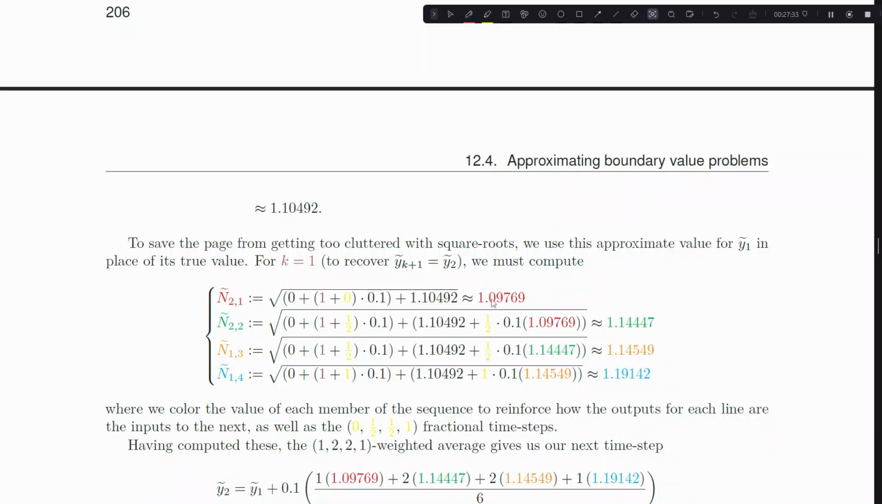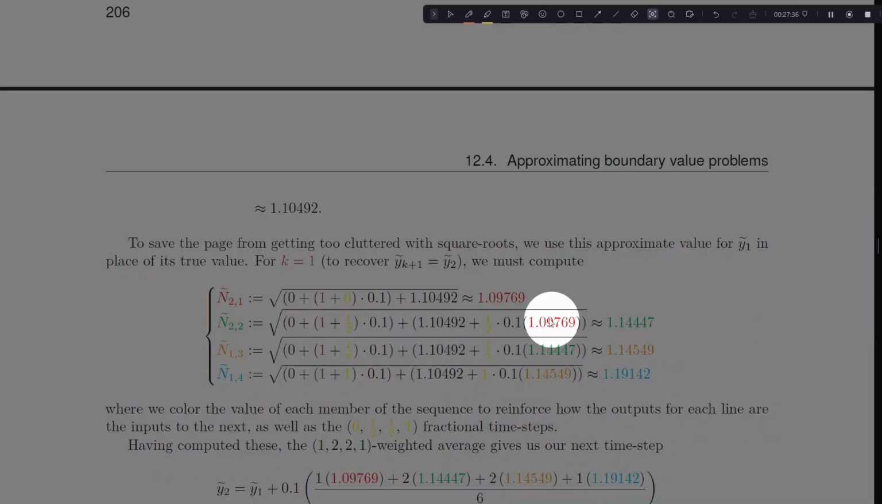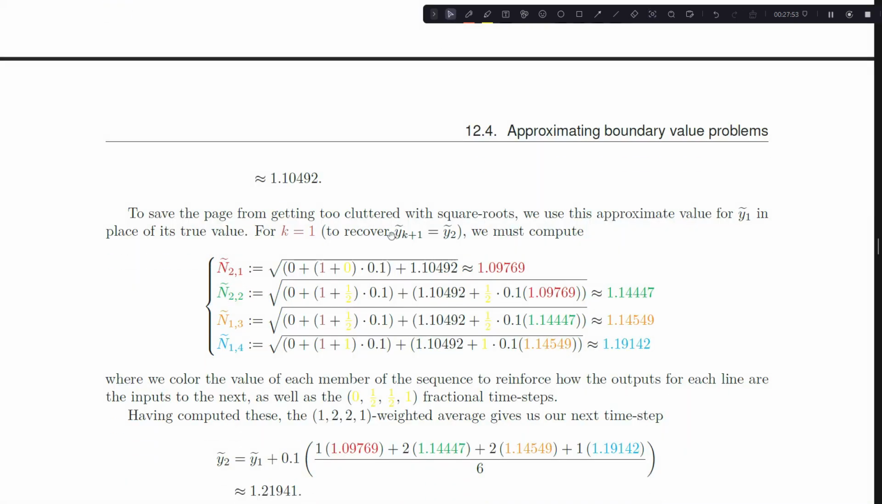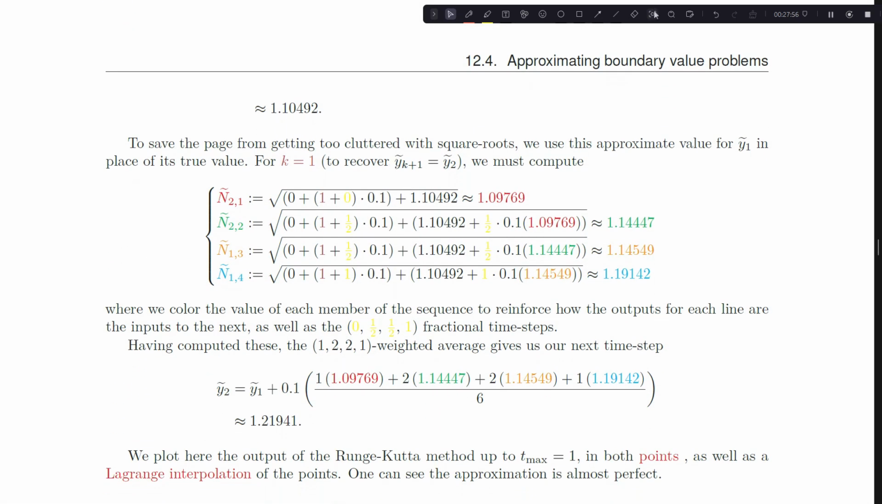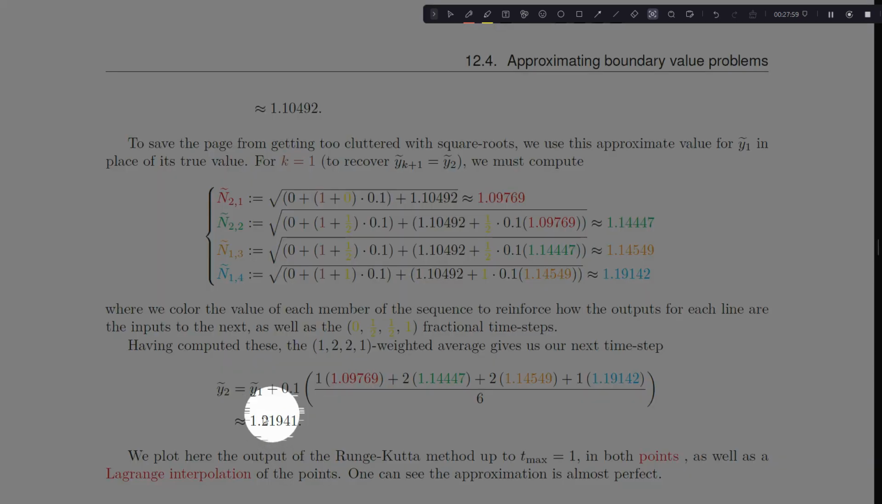And then I do the same procedure where I get an approximation to n. I use that approximation in Euler with a 1/2 time step to get a new n. I use that approximation in Euler with a 1/2 time step to get a new n. Then I use that approximation with a full Euler time step to get one more n. So I have 4 approximations to n, and then I consider the weighted average of all 4 of those approximations to give myself the number at the second time step.